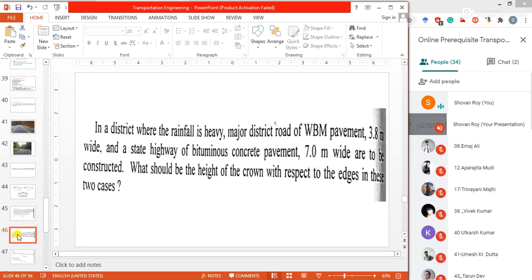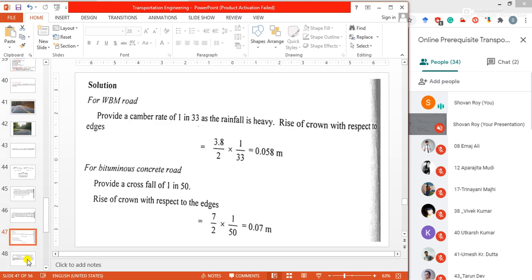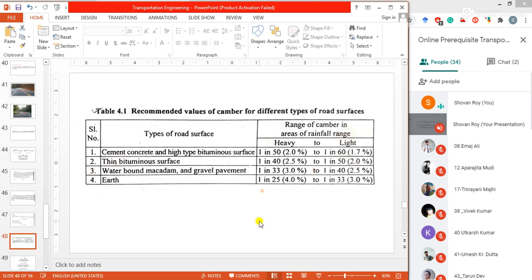One numerical is there. Also some values are there. You should see the values. These are the recommended values of camber for different types of road surfaces: the type of road surface and the range of camber in areas of different rainfall.